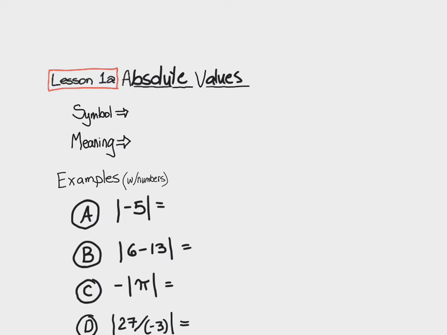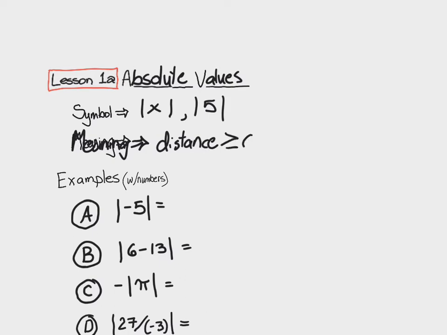All right, well, here is the symbol. We use two vertical sticks. In between them, we put a variable, or you could put a number, or you could put an expression. And we'll go through some examples of that. The meaning of this particular concept is distance. How far is something from 0? Now the implication here is that it must be greater than or equal to 0 because negative distance doesn't exist.